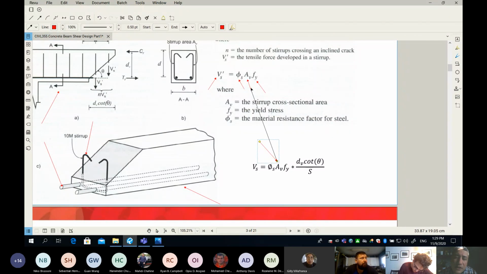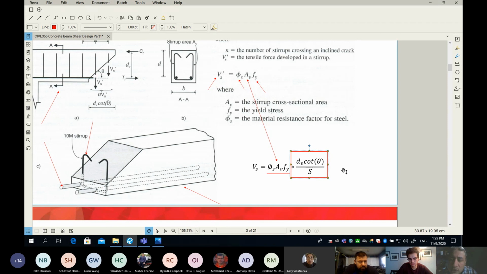This part is the same as this part. So phi s multiplied by A sub v multiplied by f sub y, this is the force that can tear one stirrup. So you can guess, what is this guy here? This is a number. Number of what? Number of stirrups that cross the shear crack.